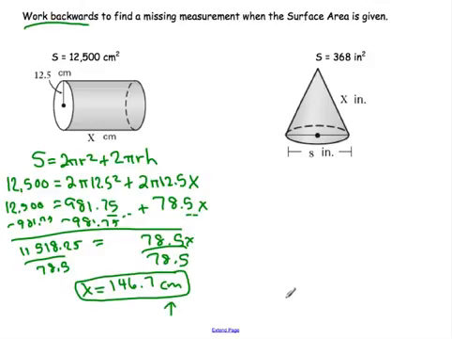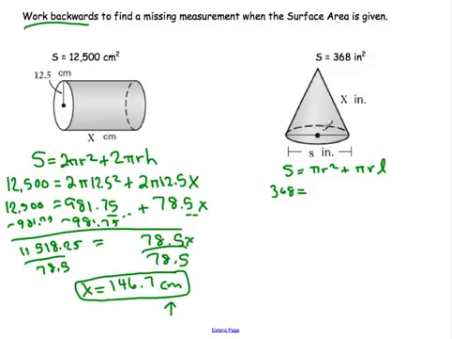For this next problem, if you don't have your calculator handy, I do want you to work this along with me just to make sure that you're able to get all the numbers. I think that's really important. So again, we have a cone, so we'll write the formula for a cone. That's going to be pi r squared plus pi rl. We'll substitute our surface area in, that's 368.